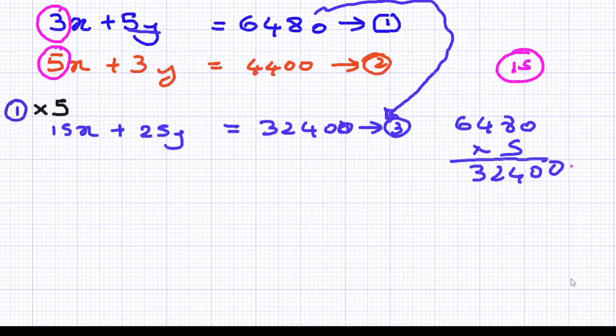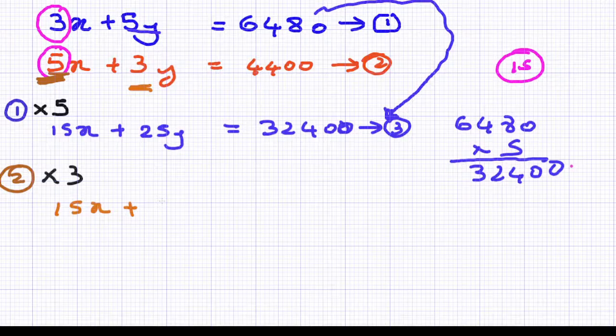Now what do I do to the orange one? I'm going to change this 5 to 15. So I'm going to multiply equation number 2 by 3, because 5 times 3 is 15. Then what would I get? 5 times 3 is 15x. Then here is 3y. 3 times 3 is 9, 9y. Then 4,400 times 3 is 13,200, correct? Yep, yeah. That's equation 4.